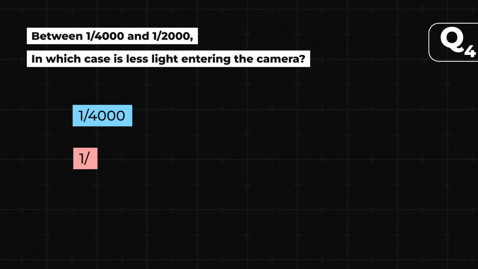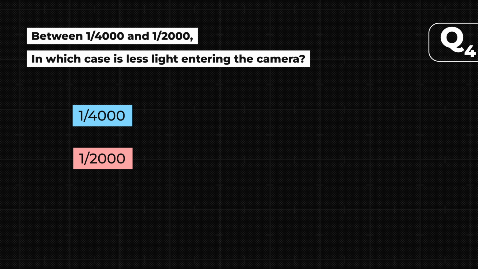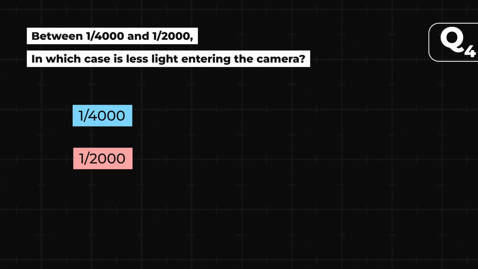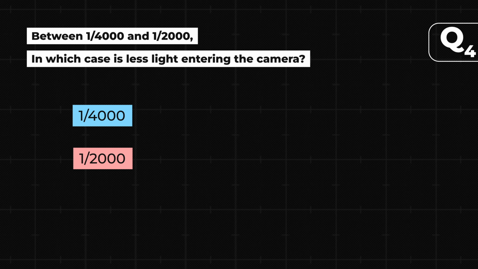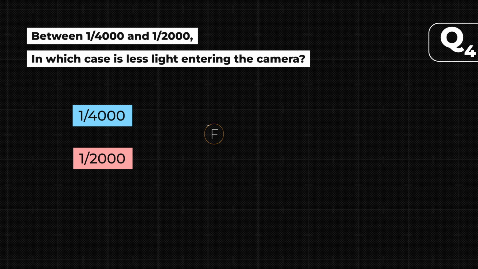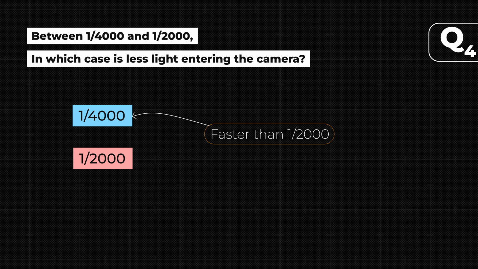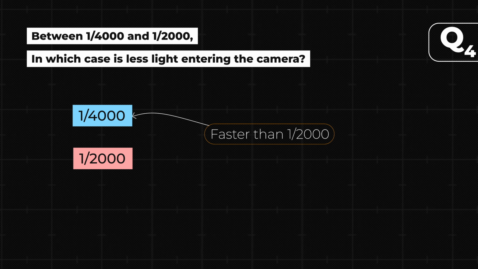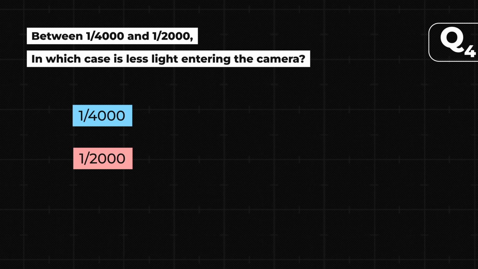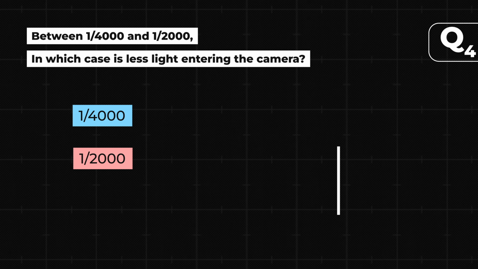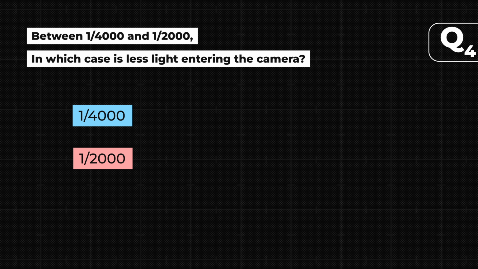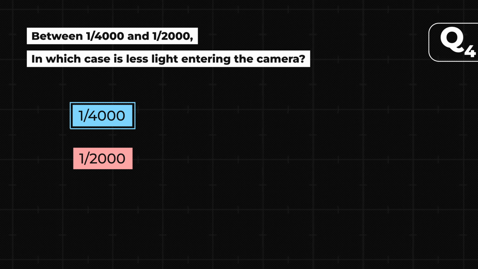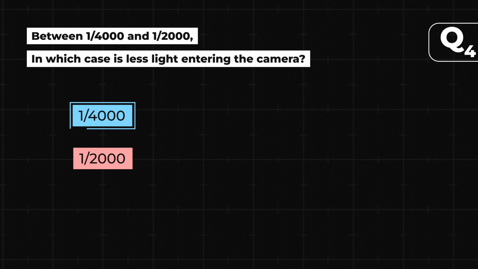Question number 4. Between 1/4000 and 1/2000, in which case is less light entering the camera? Now, this is a fairly elementary question, but still it can lead to some confusion. Now, 1/4000 is a faster shutter speed compared to 1/2000. Faster the shutter speed, lesser is the time for which the shutter curtains are open, which means less light enters the camera, and hence the answer for this question is 1/4000.